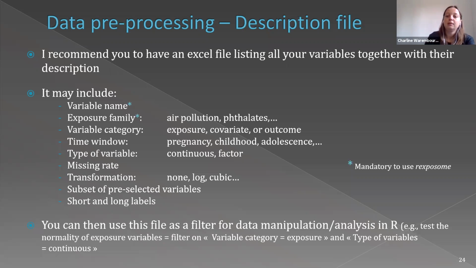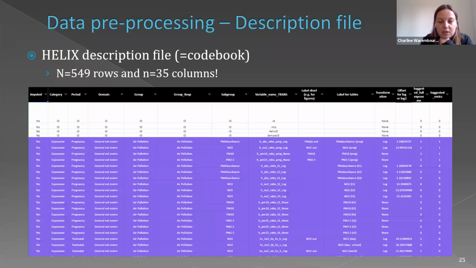So for example, when you want to test the normality of exposure variables, you can say that within this descriptive file, I want to keep only the variable category which are exposure, and the type of variable which are continuous. So for example, this is a screenshot of the ELIX description file. We have more than 500 rows and 35 columns.